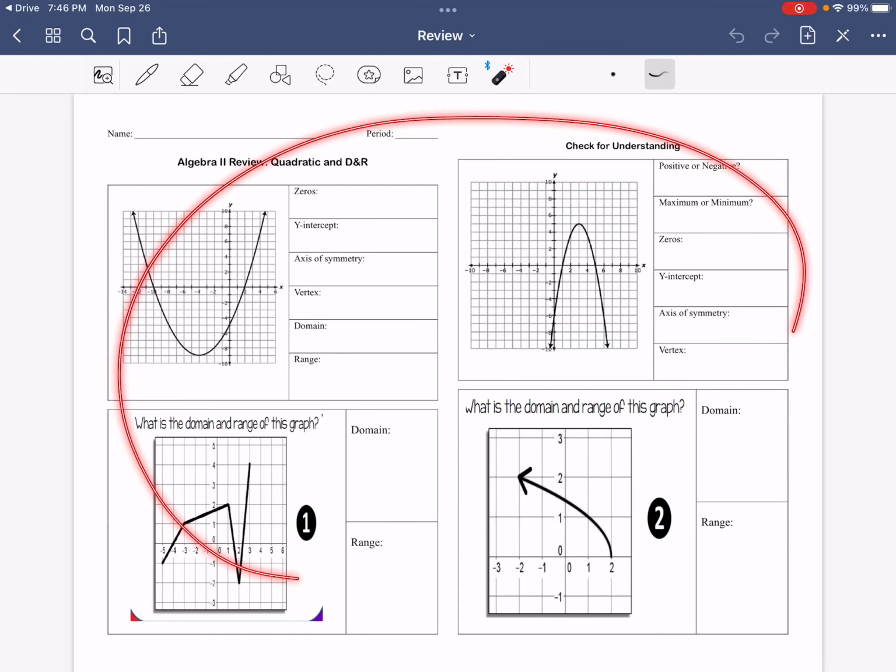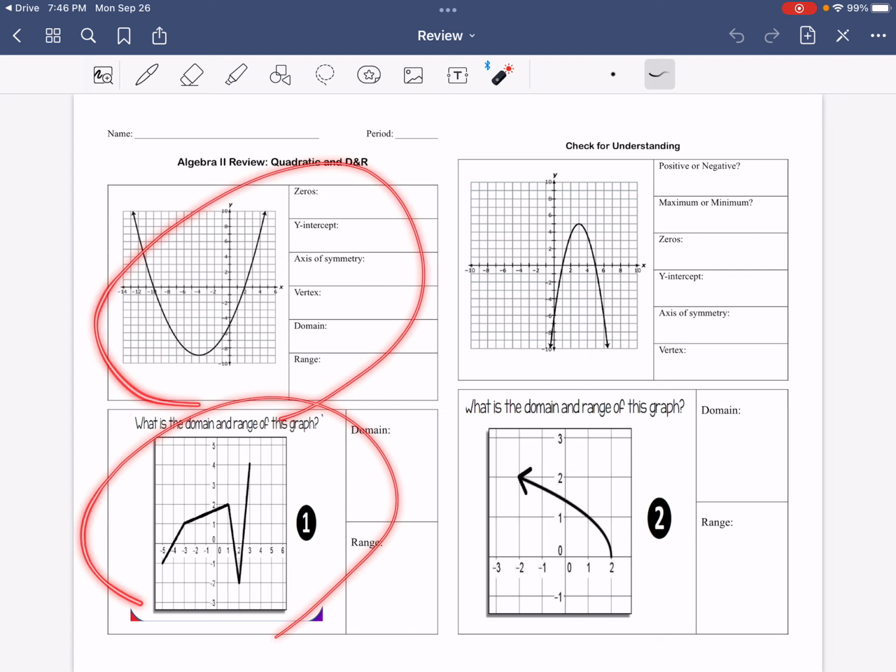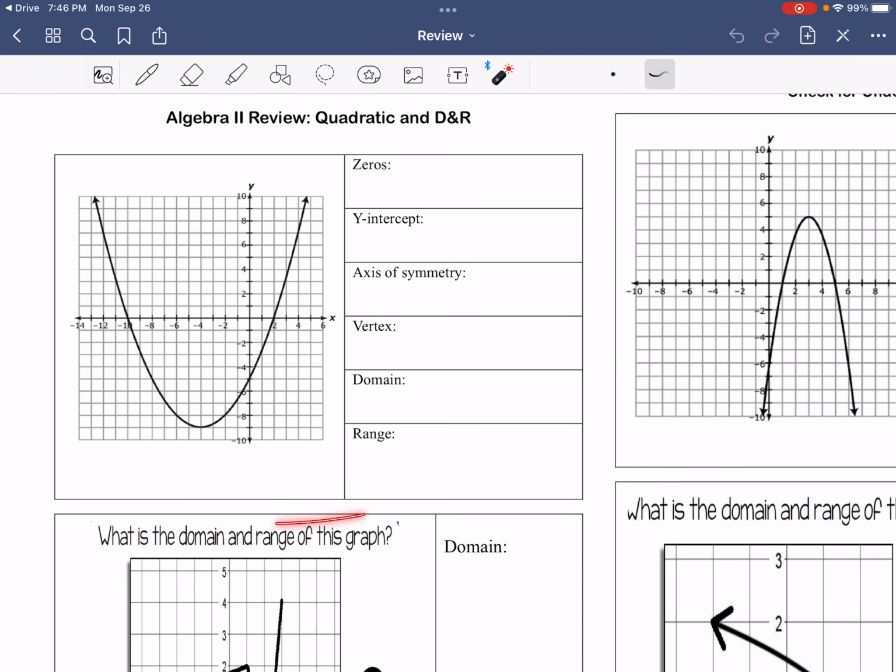So this time we are going to do this review about quadratics and the domain and range. About the quadratic here, this one you need to know in order to understand the lesson about the quadratic. Alright, so let's do this one.